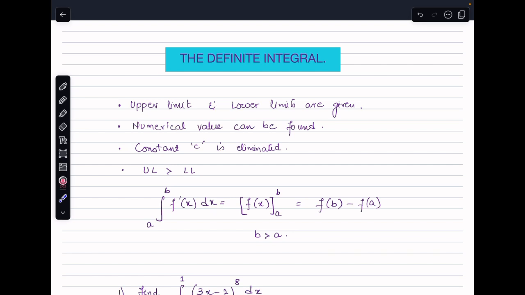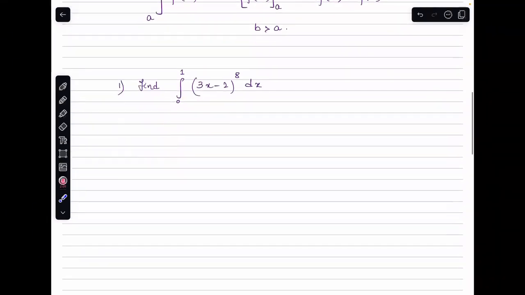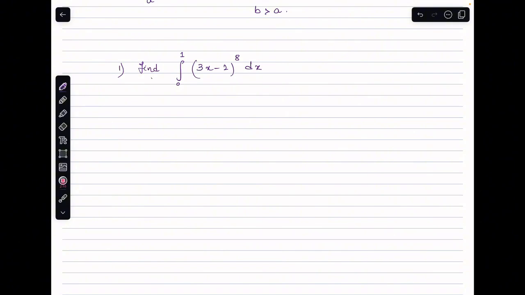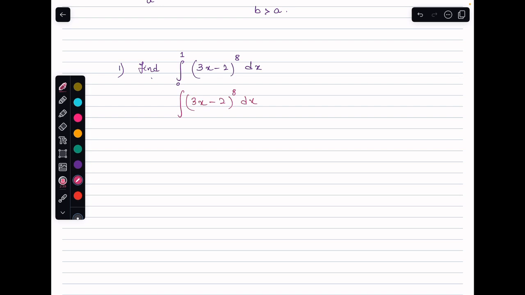So let's do a question for our understanding. Question 1 says find the integral of (3x minus 2) to the power 8 dx, and lower limit is 0 and upper limit is 1. So we need to have the integral of (3x minus 2) to the power 8. So let's start working on it. They have given us (3x minus 2) to the power 8 dx, and we need to find the integral from 0 to 1. So for that we know the method.